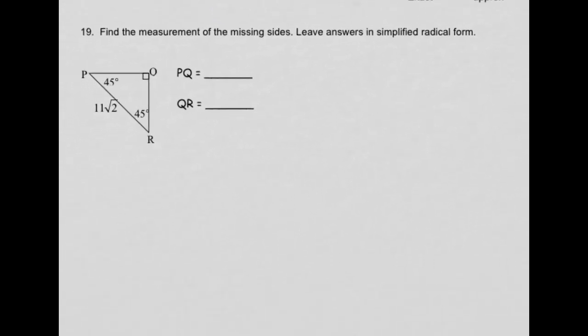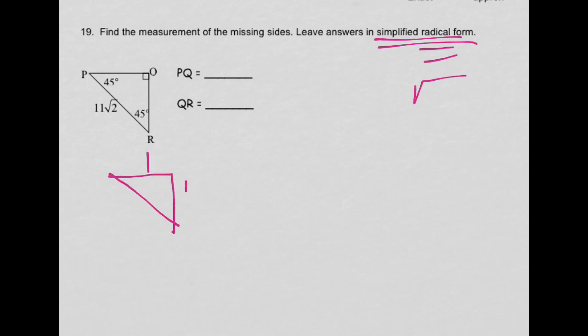And last but not least, find the measurement of the missing sides. Leave the answer in simplified radical form. So we're going to have some kind of radical there. And remember, for your 45, 45, 90, you're just going to draw a known triangle, and that known triangle has these measurements. You'll start with your x, and then you'll just set up a ratio from there. I'm going to let you do that, and I'm going to let you do the rest.